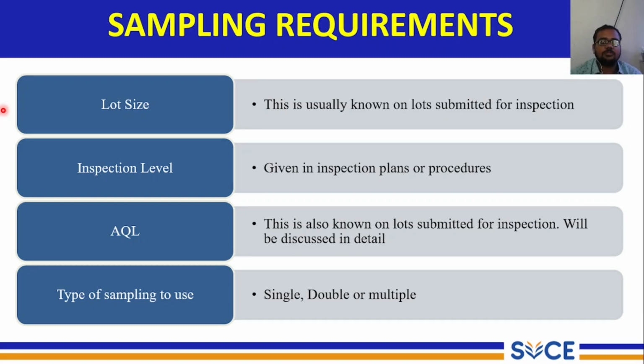What are the requirements of sampling? First one is lot size. What is a lot? It is usually known as the entire set of population. Then the inspection level, which we have seen in the previous slides, and AQL refers to acceptable quality level. The next requirement is the type of sampling plan we are going to use. It can be a single, double, or multiple sample.